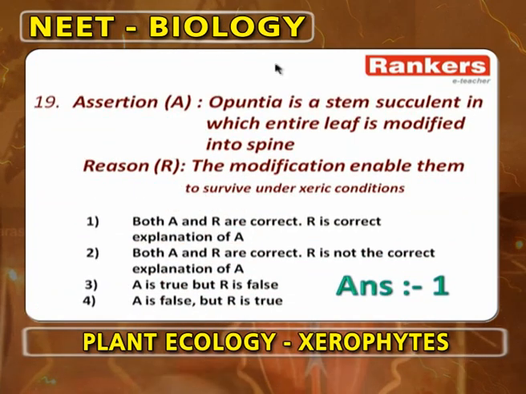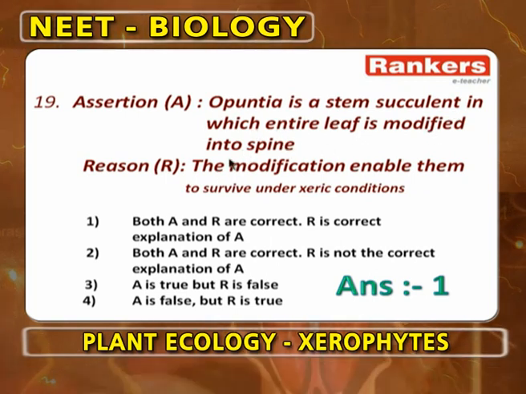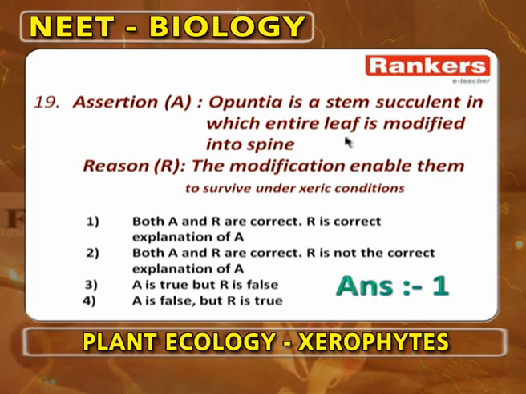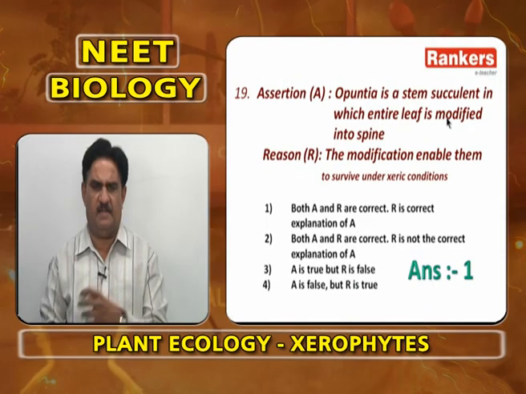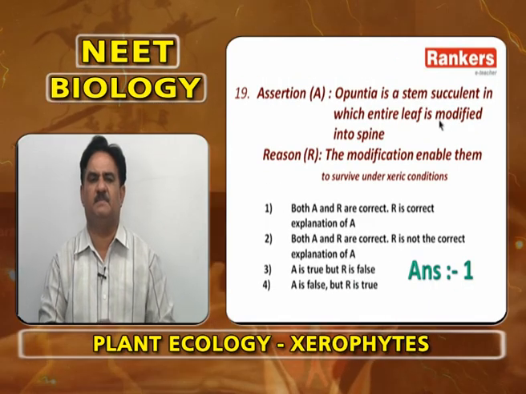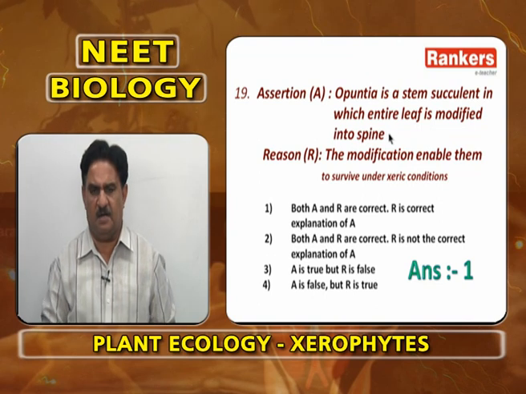Assertion and reasoning. Opuntia is a stem succulent with entire leaf modified into spine. Opuntia is a stem succulent, correct. Because it is a stem succulent, the stem becomes a broad, expanded, water-storing phylloclade. Here the entire leaf is modified into spine. All the leaves of an axillary bud, some become spines, some become barbs. That combination is called areole.